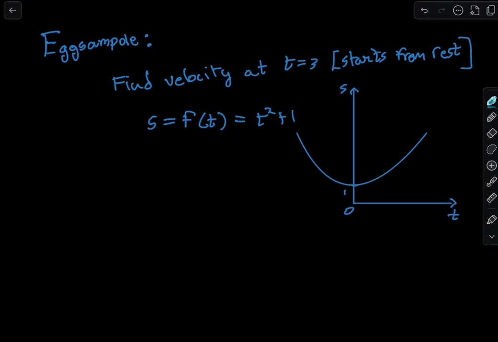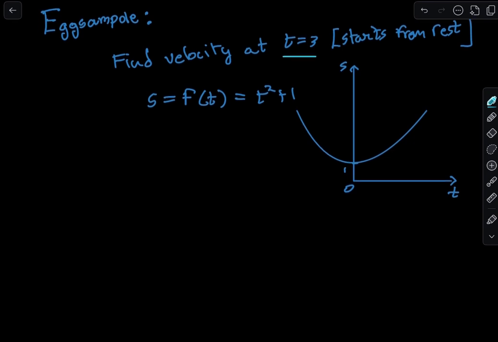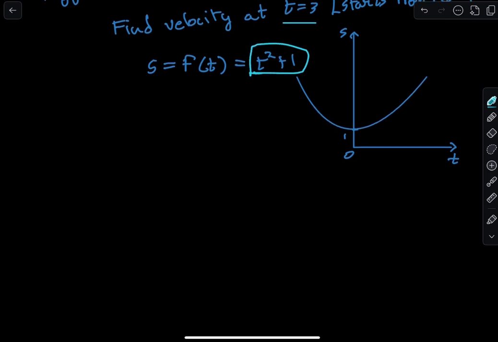Here we have to find the velocity of an object at t is equal to 3 seconds. The object starts from rest, and we are already given that displacement changes with respect to time as t square plus 1. This sounds very complicated, but it's very easy. If we just put values of t one after another in this function right here, we get the displacement at specific times. So, what if we take the displacement between t is equal to 0 and t is equal to 3?